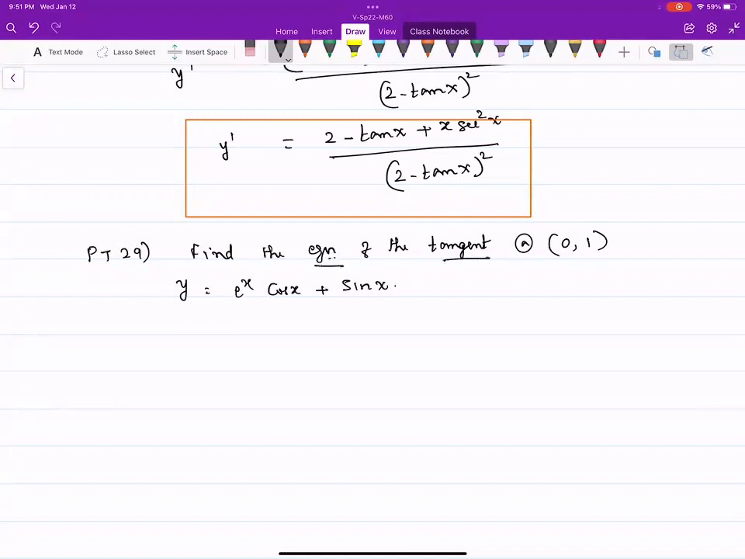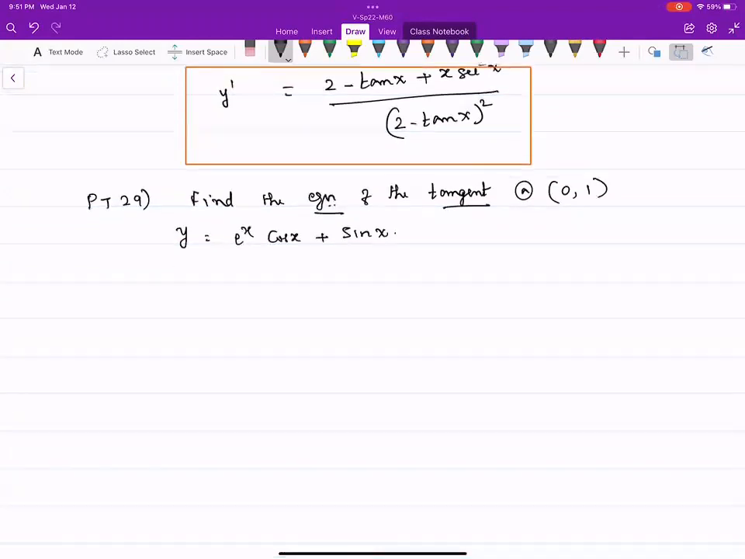Find the equation of the tangent. So whenever we want the tangent, we need the slope. We need a point through which it passes. The point is given to be 0, 1. So we need to find out the slope.